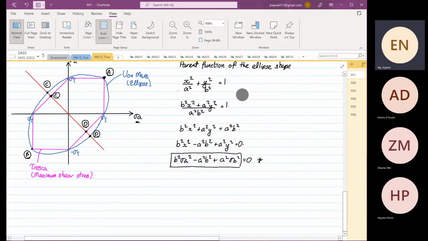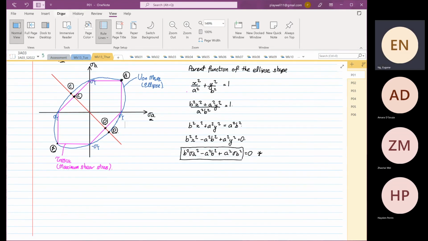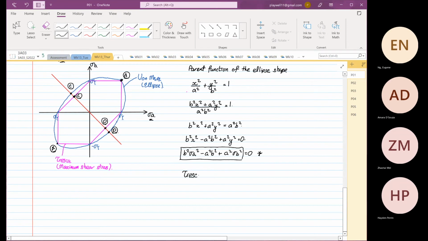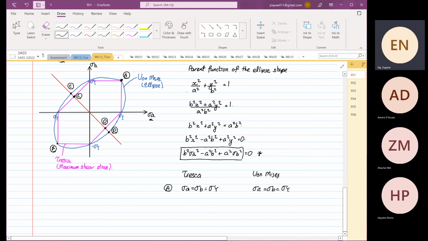similarities and there are great differences also. Okay, as you can see, the shape is not the same. So we are going to look at Tresca, and then we're going to have Von Mises. So if we look at point A, we realize that stress A is equal to stress B is equal to stress U. For Von Mises, it's also the same. So stress A is equal to stress B is equal to stress U.